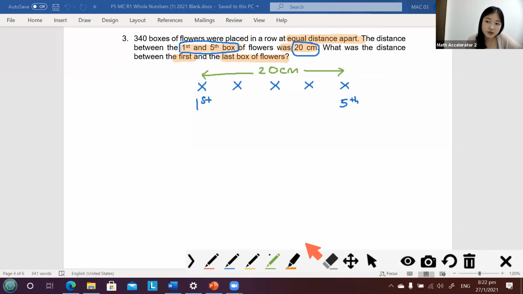So with 5 boxes of flowers, how many gaps are there in between? How many spaces? What's the distance here? How many of it do you have? A lot of you are telling me 4. So 5 boxes, I have 4 gaps. Number of gaps is 5 minus 1. So this tells us that 4 gaps is 20 cm.